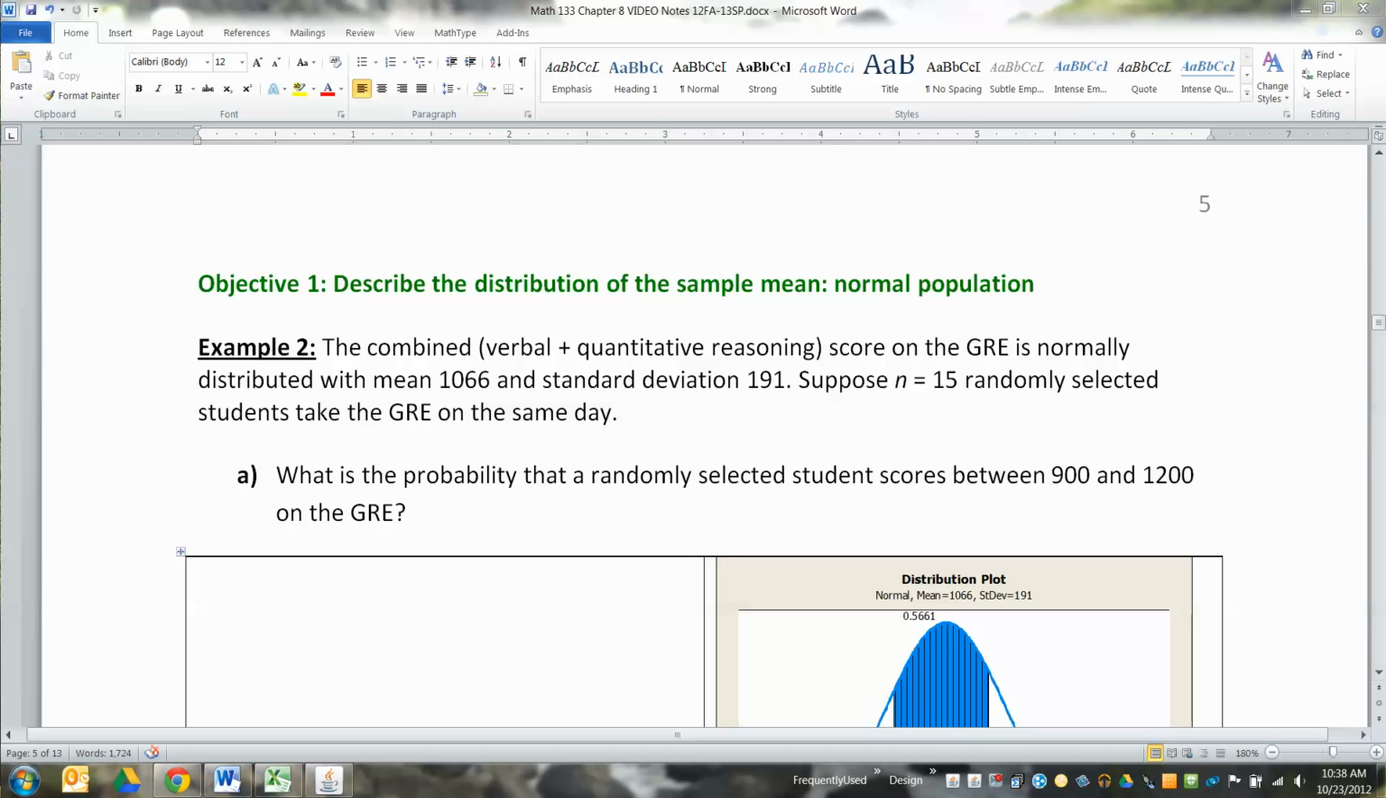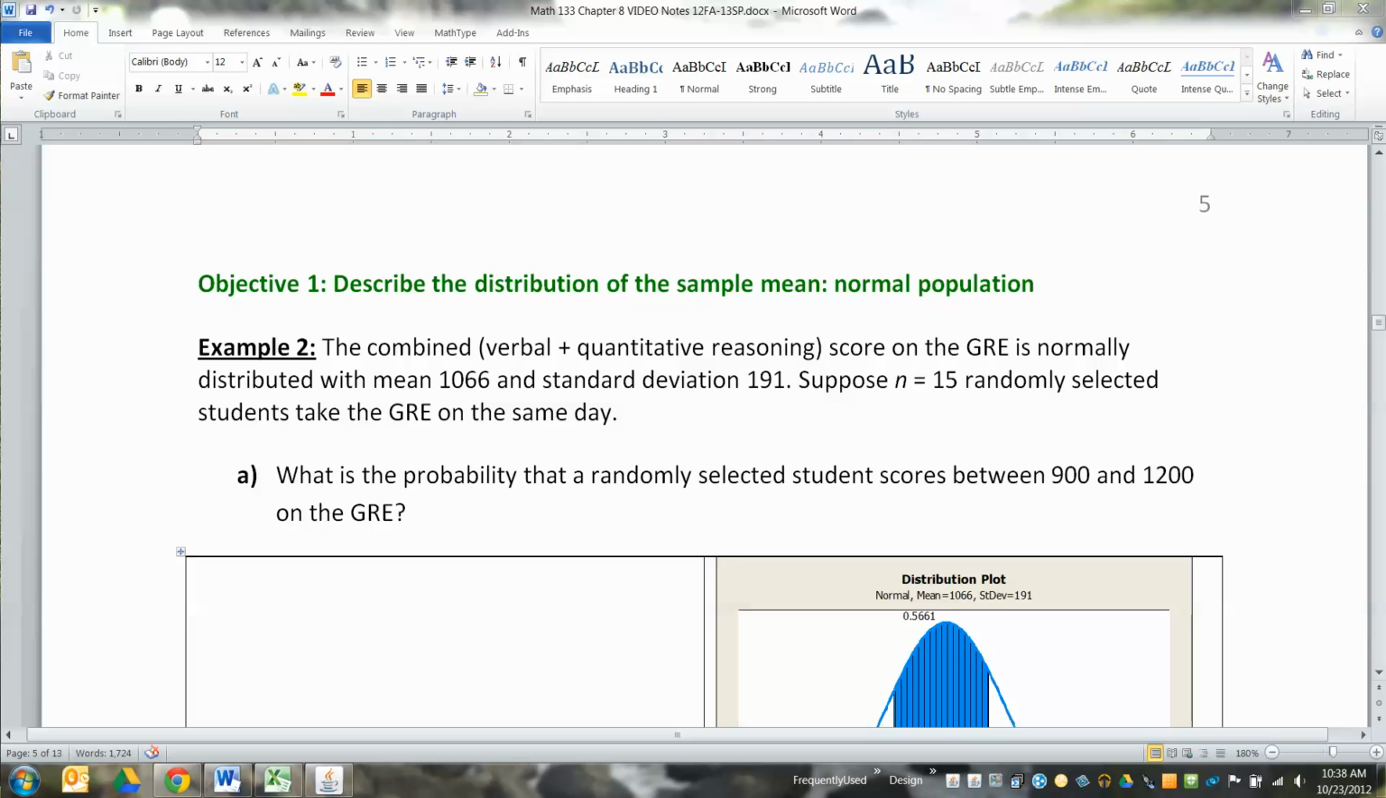So now let's look at example 2. The GRE is an exam that you want to take before you get into graduate school. It's essentially the SATs, but for graduate school, if you will. I believe it's actually made by the same company that makes the SATs. But anyway, suppose it's normally distributed, because they designed those tests that way generally, with a mean of 1066 and a standard deviation of 191.